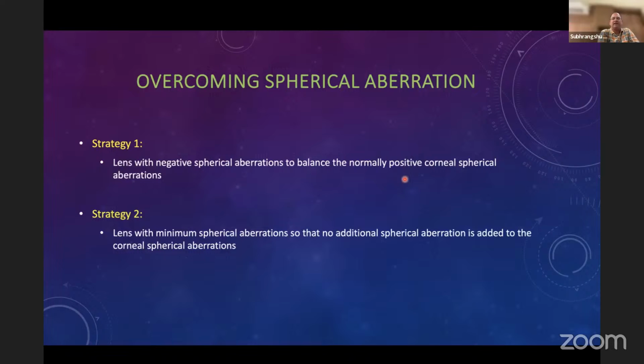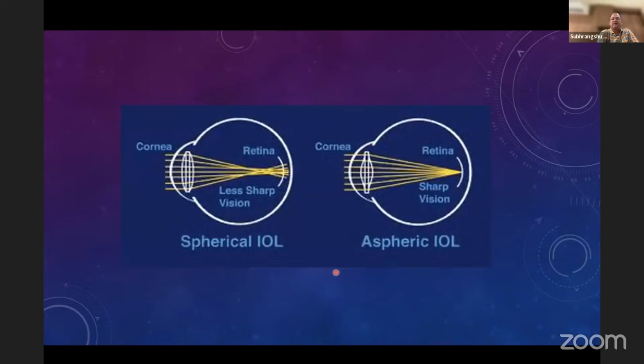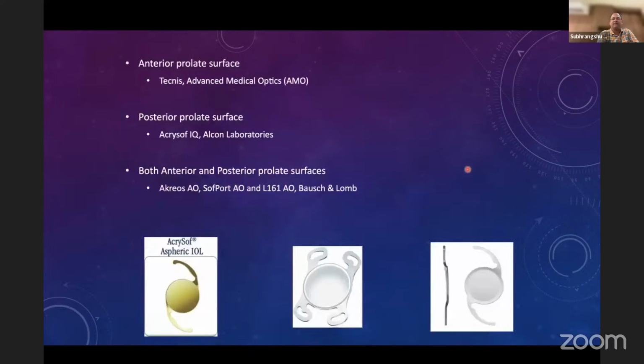One, lenses with negative spherical aberrations to balance the normally positive corneal spherical aberration, and strategy two, lenses with minimal spherical aberrations where no additional spherical aberration is added to the already existing corneal spherical aberrations. And hence came the concept of the aspheric IOLs for producing sharper images.